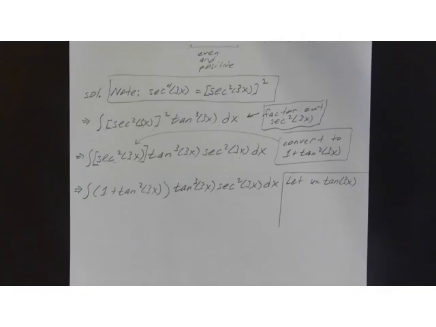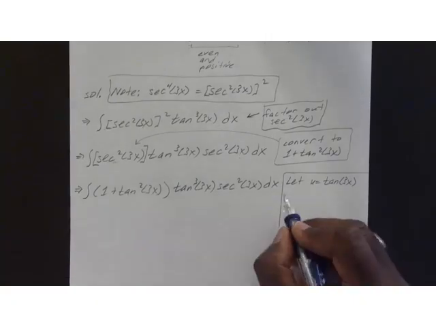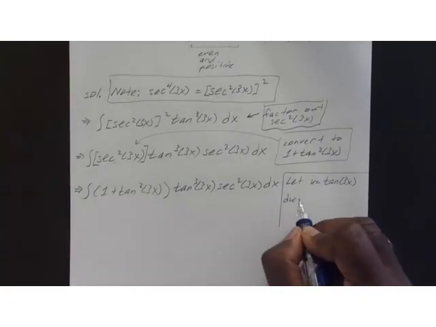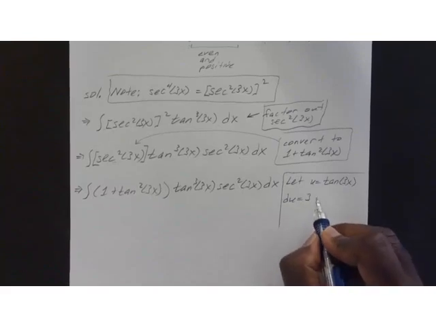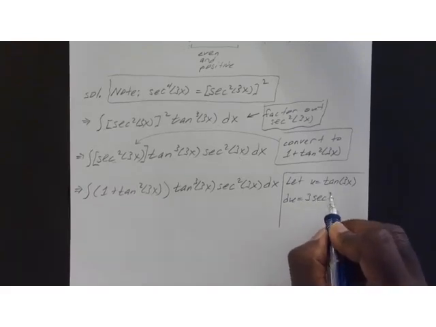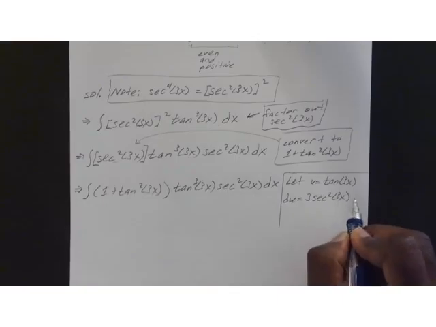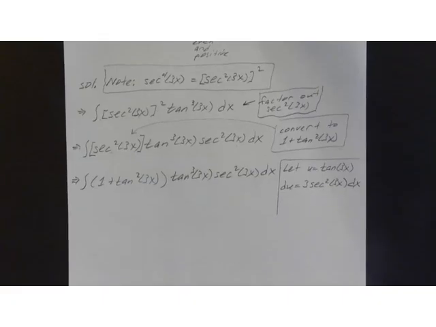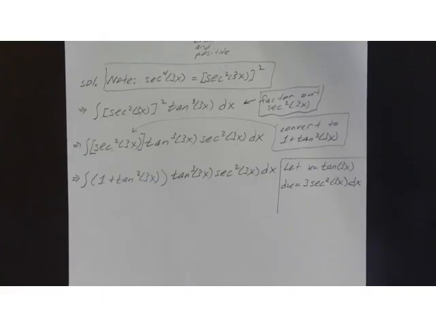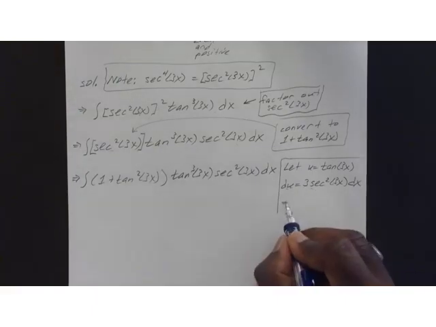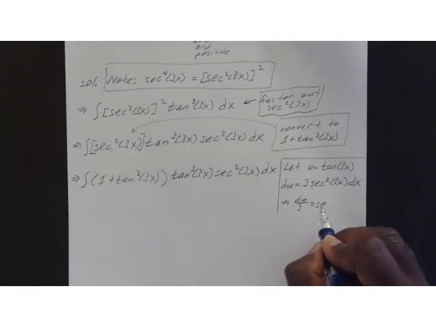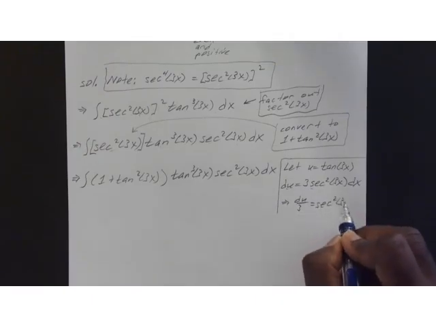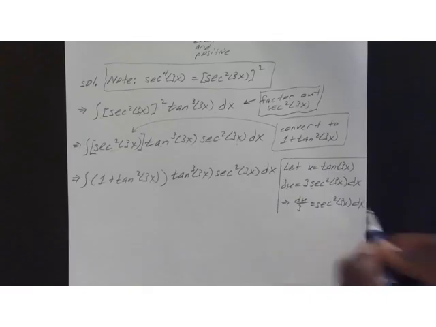So we know the derivative of tangent of x is secant squared. The derivative of tangent of 3x, which is our du, is 3 times secant squared of 3x with respect to x. So if we divide both sides by 3, that gives us du divided by 3 is equal to secant squared of 3x dx.